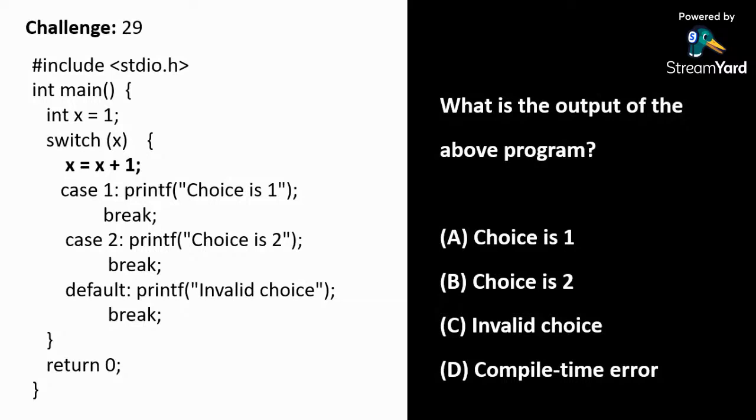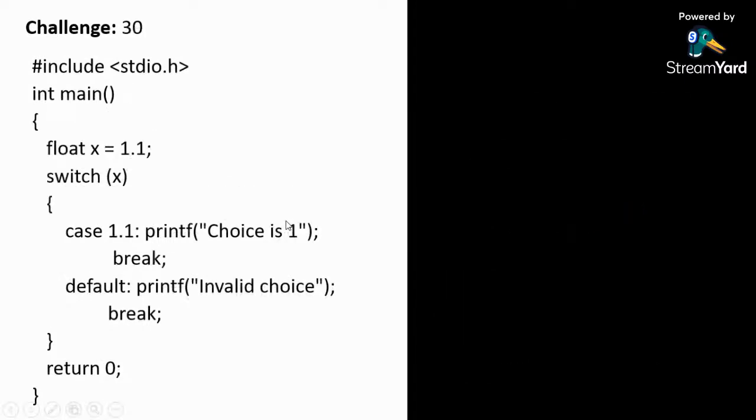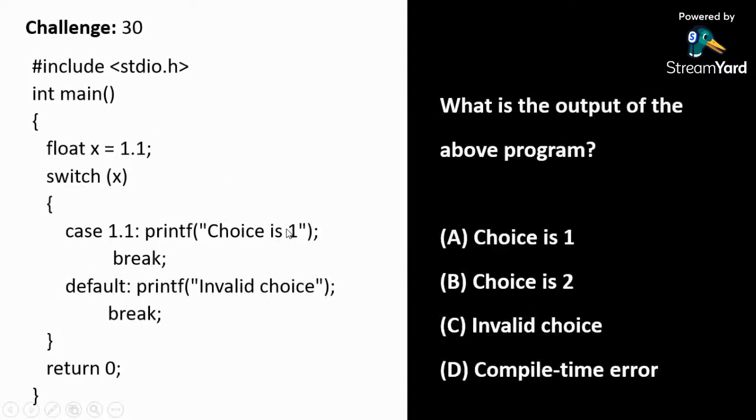Okay, so I've got multiple answers. In this, most of you will get confused with this line x is equal to x plus 1, but that never gets executed because inside a switch, only case values get executed. So it directly goes to case 1 and choice 1 is printed. That is option A. So most of you gave the correct answer. So good one. Moving on to the next one. What is the output here?